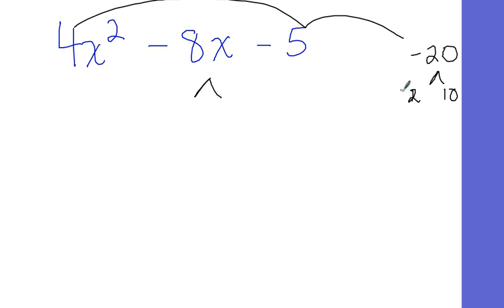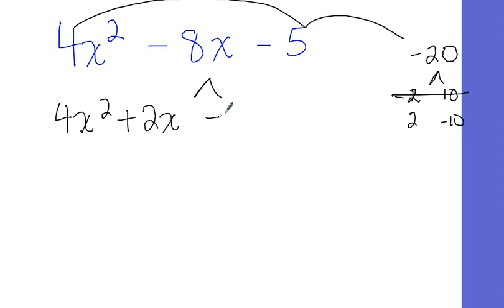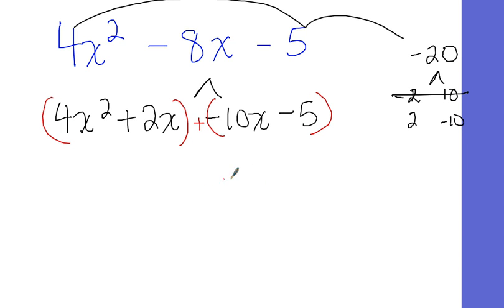One of these has to be negative. If it were negative 2 and positive 10, that would add up to positive 8. How about positive 2 and negative 10? That seems to work. So I'm going to rewrite this problem as 4x squared plus 2x minus 10x minus 5. I did this problem on purpose so you can see what happens when this isn't a positive. Let's group these. I'm going to put a parenthesis around that minus sign and write plus. You can't randomly just change the problem to multiplication.